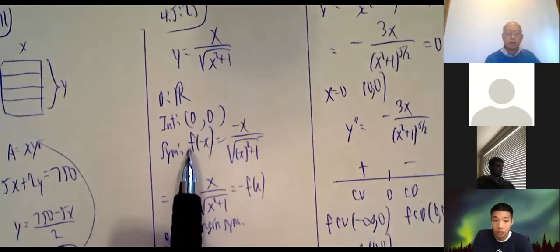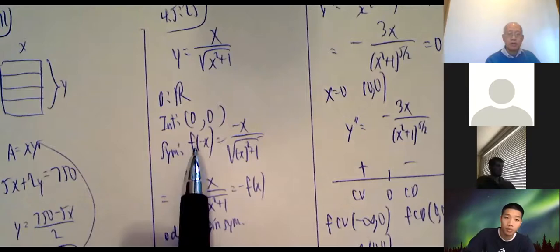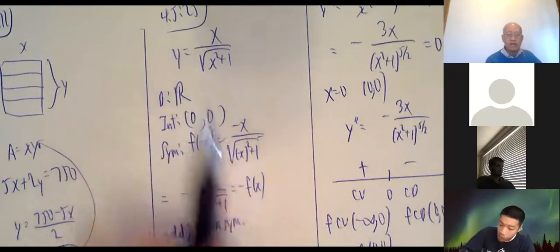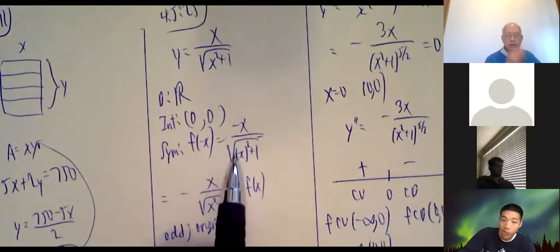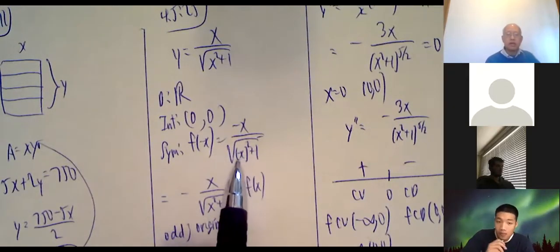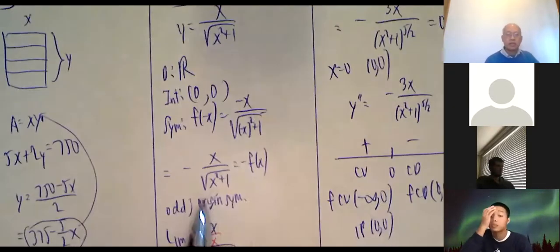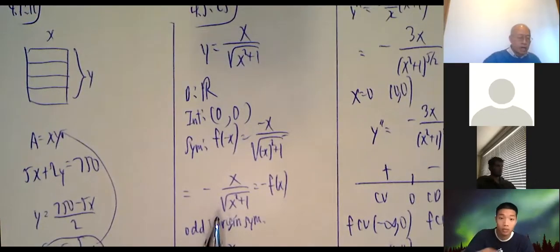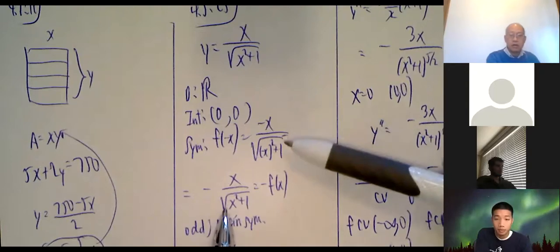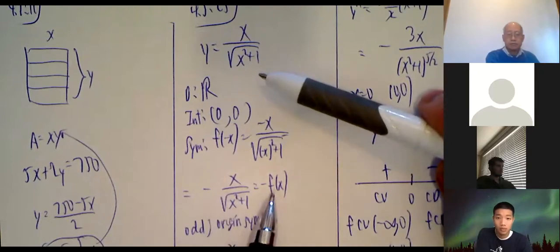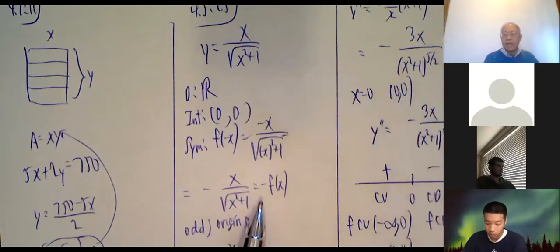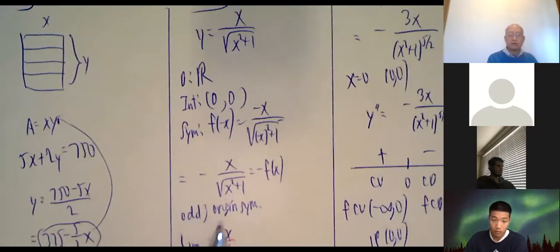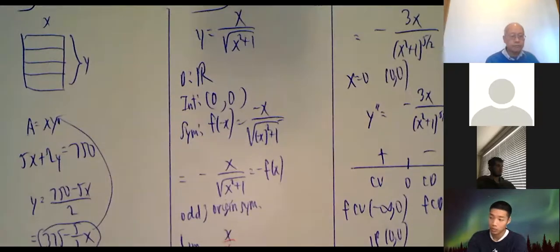Symmetry. Replace f of x with f of negative x. Put a negative x there, a negative x there. Negative x over square root of negative x squared plus 1. But negative x squared is the same as x squared. Okay. And now, how does this compare with the original? It's the opposite. Negative f of x, okay, which means I have an odd function. I have symmetry with respect to the origin.